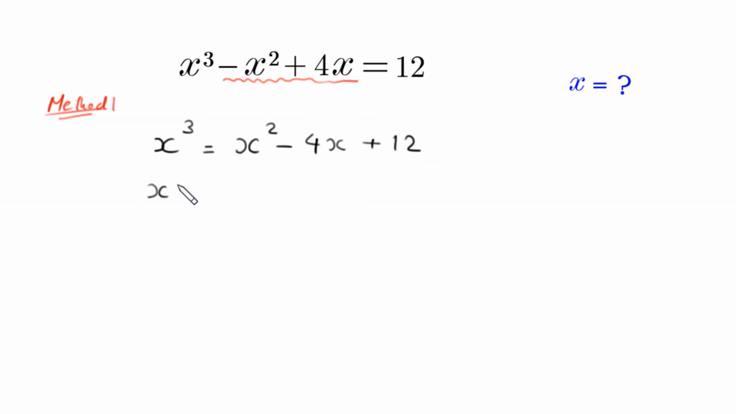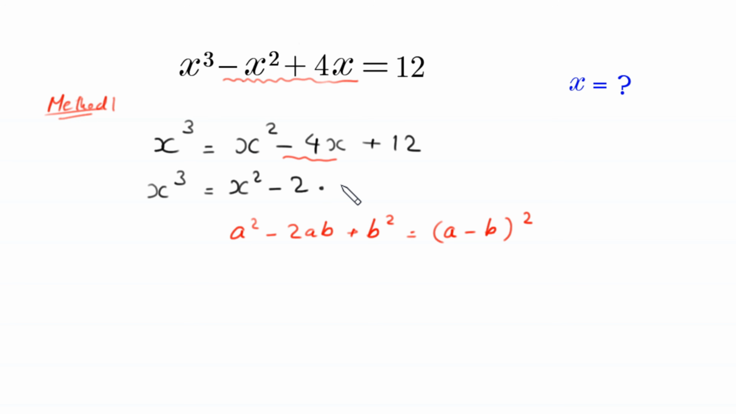Next, x cubed is equal to, now we want to make this expression a perfect square by using this algebraic identity: a squared minus 2ab plus b squared is equal to a minus b whole squared. We write this x squared, and we write this negative 4x as negative 2 times x times 2.